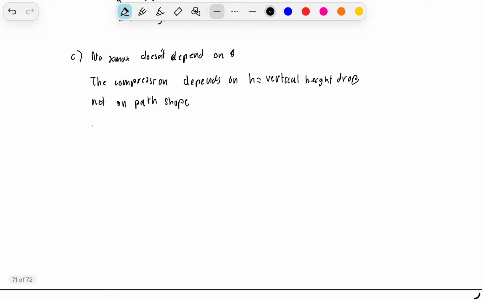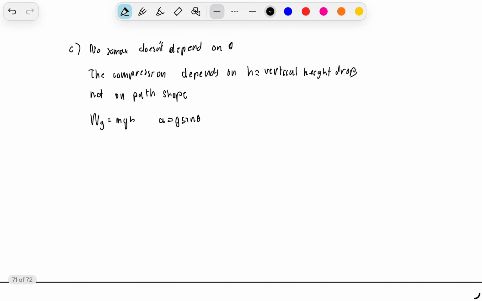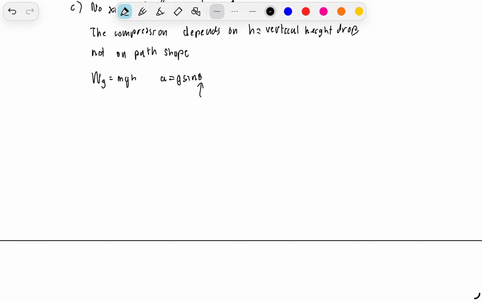So we know our work done by gravity is equal to mgh, and we know our incline acceleration depends on an angle, which is g sine of theta. So even though our incline acceleration does depend on theta, our total energy lost from gravity is only going to depend on our vertical height. So the energy that we lose from gravity is going to be UG. That's going to be determined by mg delta y. So we only have vertical height here, no theta.